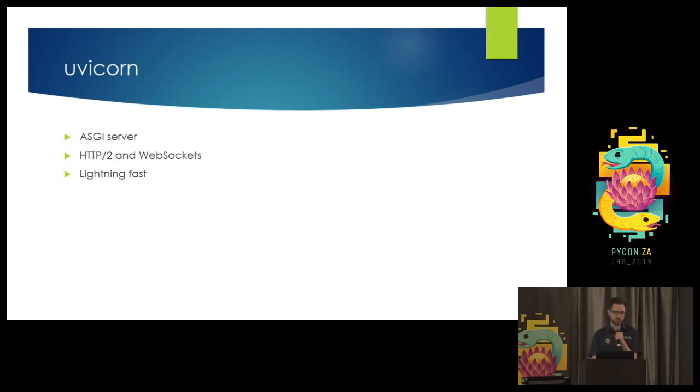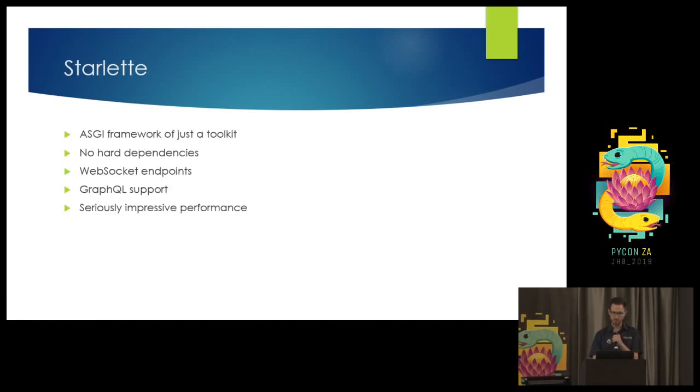So just quickly, UVCorn is the ASGI server where the A stands for asynchronous, so you get all of the wonderful asynchronous capabilities of Python right there in your lap. And something cool is you can use WebSockets directly. And it's lightning fast, according to them. I'll get back to that. Then Starlet will be the ASGI framework, but it's extremely lightweight. You can decide to just use it as a toolkit if you are already in some kind of ASGI server. It has no hard dependencies.